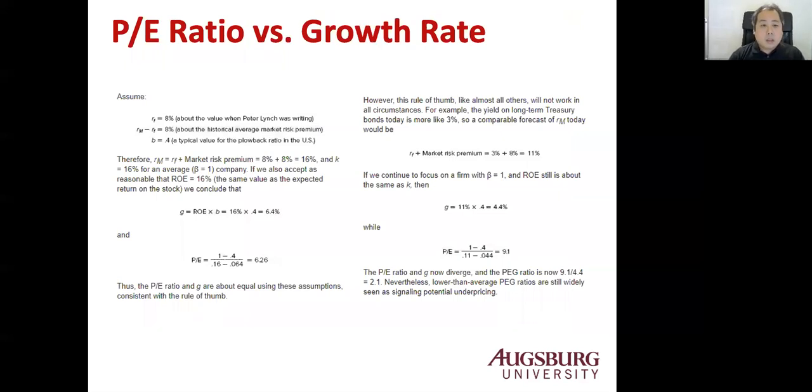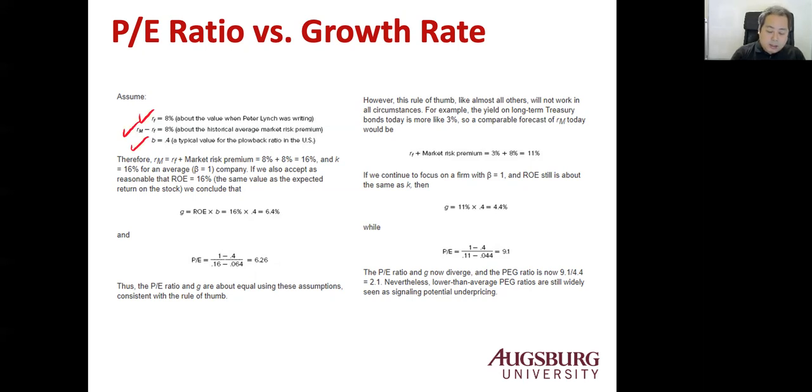It's a little long. So assume the risk-free rate is 8%. Market risk premium is also 8%. This is kind of the average market risk premium in the United States. And the 40% clawback ratio, that's also the average in the United States. So 40% clawback to the retained earnings, and 60% paid out.